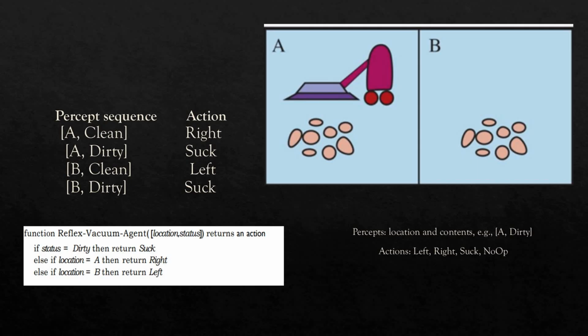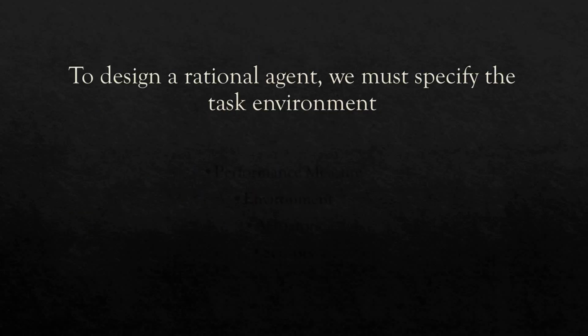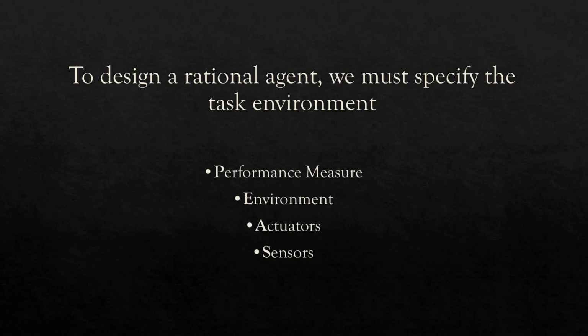This brings us back to the concept of rationality. What is rational at any given time? It depends on several things. Number 1 is the performance measure, how the agent is performing; number 2 is the agent's knowledge about the environment; and number 3 is the actions that the agent can perform. To design a rational agent, we must specify the task environment, which includes the performance measure, the environment itself, the actuators, and the sensors.